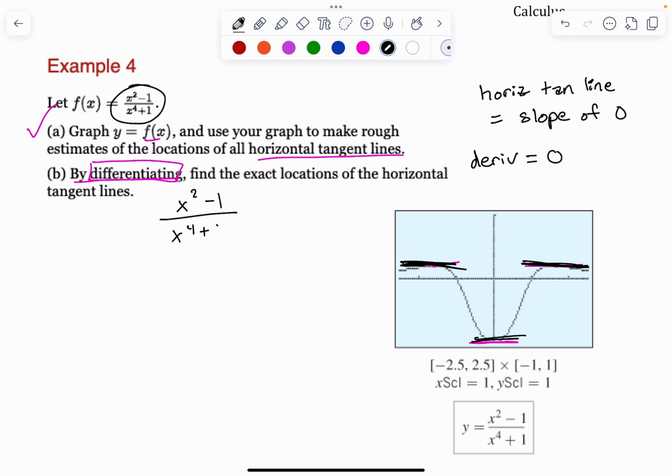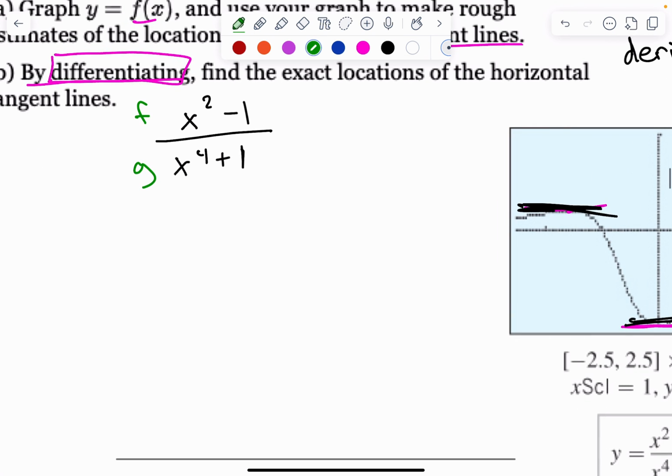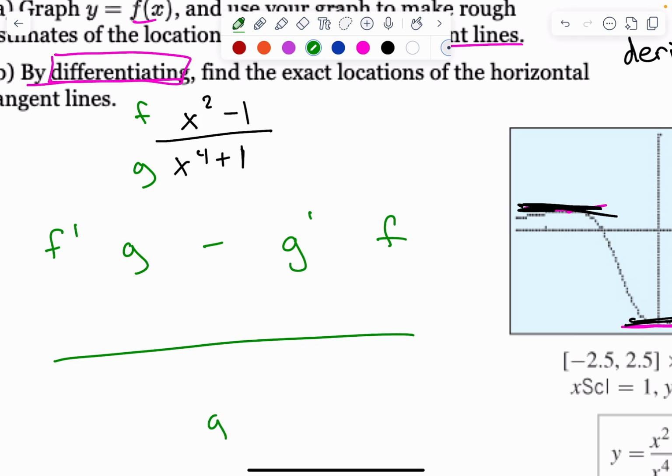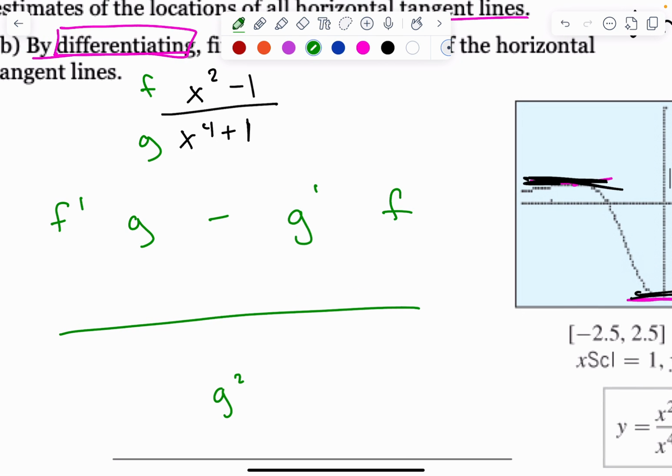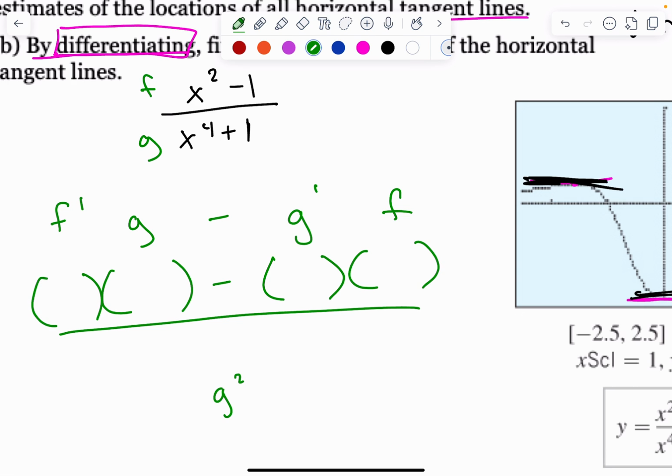x to the fourth plus 1, and we've got our f of x on top, and we've got our g of x on the bottom, so we've got to do all the things. So f prime g minus g prime f all over g squared. Okay, all right, so I'm going to write g squared. I'm going to write my bubbles, actually. That's squared. Okay, g squared on the bottom. Don't foil this out. Something magical is going to happen to him, okay?